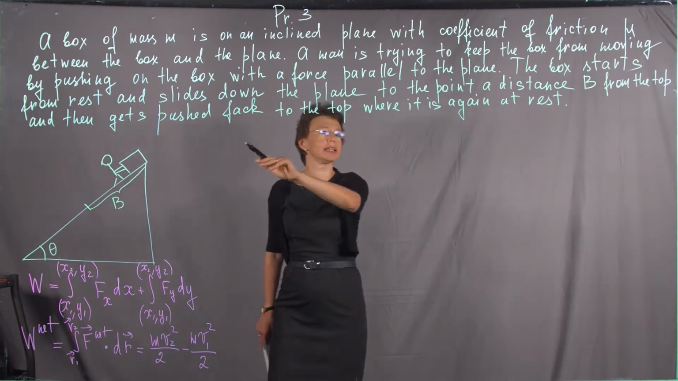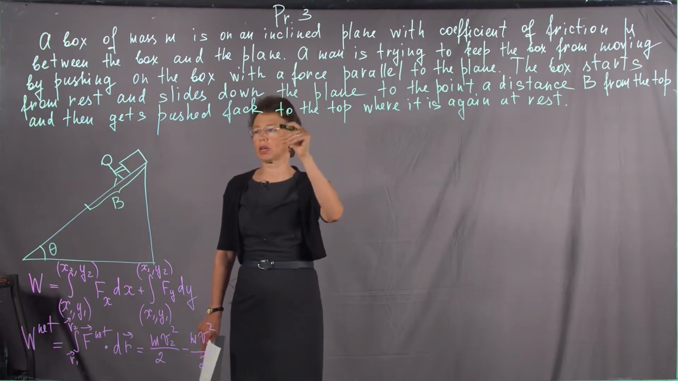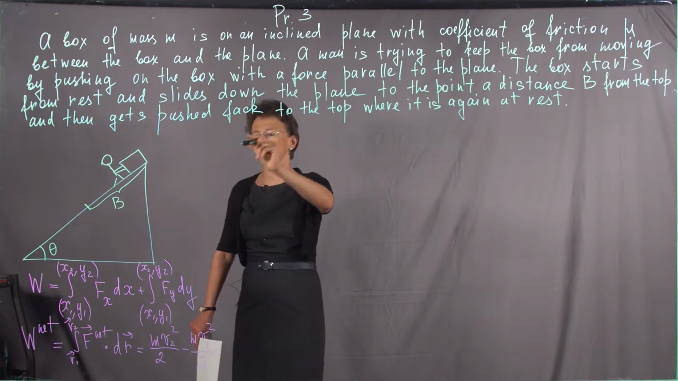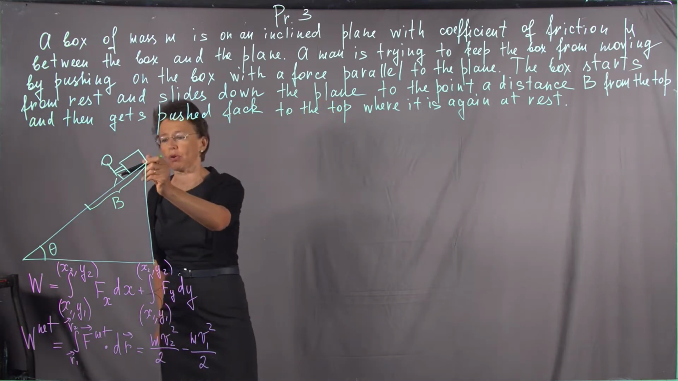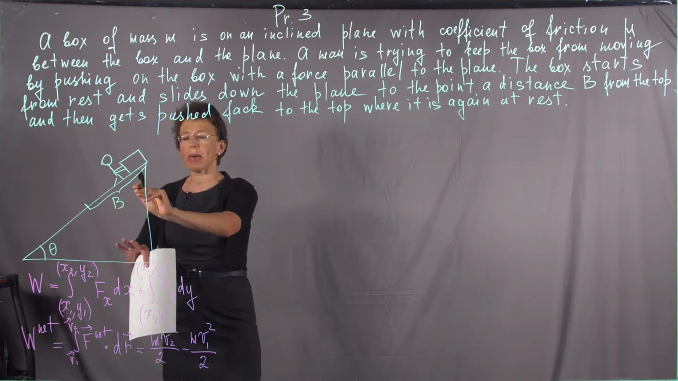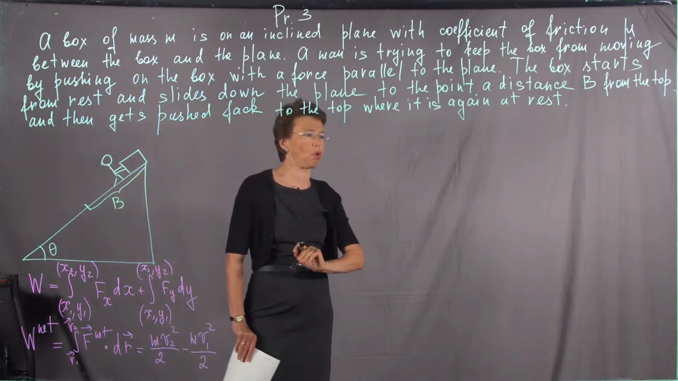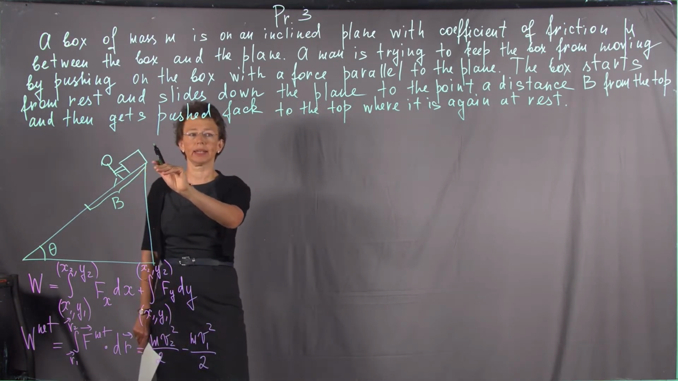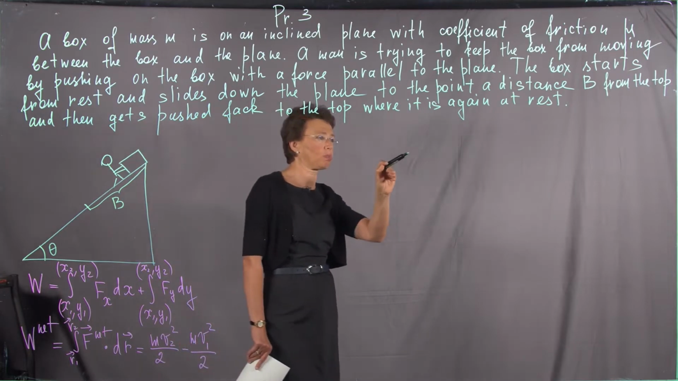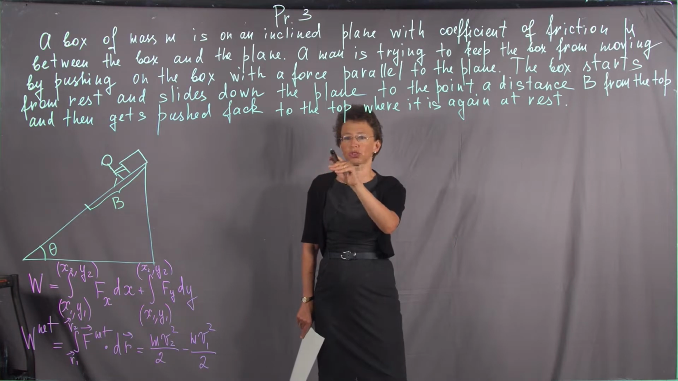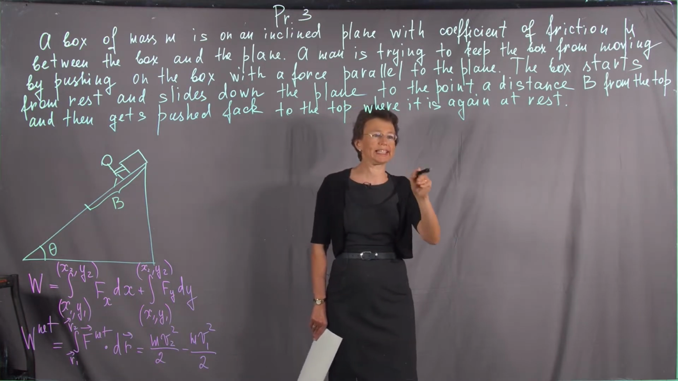A man is trying to keep the box from moving down. He is pushing on the box. So despite his effort, the block first moves down to point B, distance B, and then this man pushes the box back. So the box starts from rest and slides down the plane to the point distance B from the top, and then gets pushed back to the top, where it is again at rest.